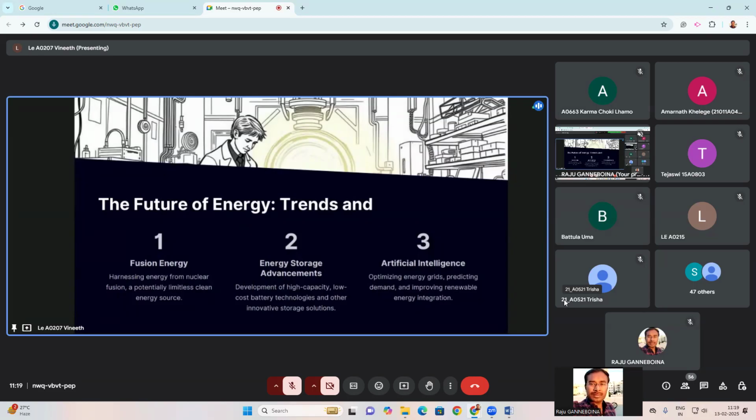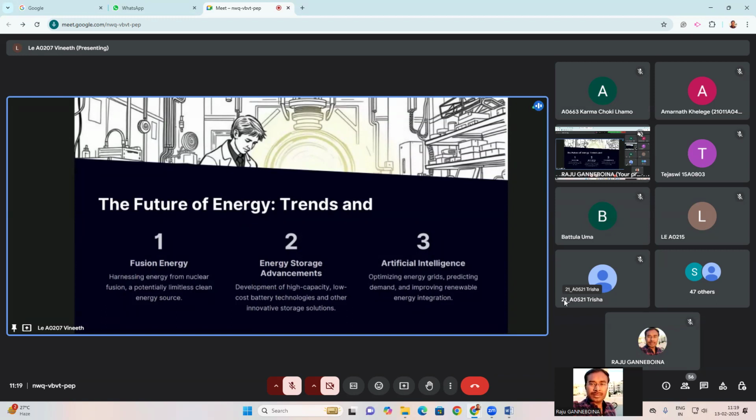Next one is energy storage advancements: development of high capacity, low cost battery technologies and other innovative storage solutions. Nowadays, battery efficiencies are quite low and the cost is quite high. In future, this will be opposite. The efficiency of the batteries will be very high and the cost associated with it will be very low.